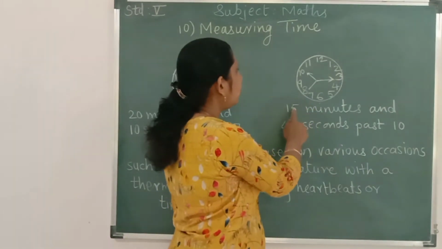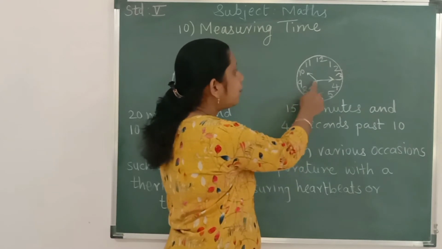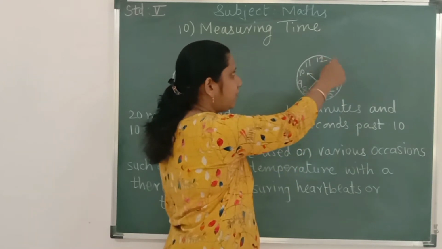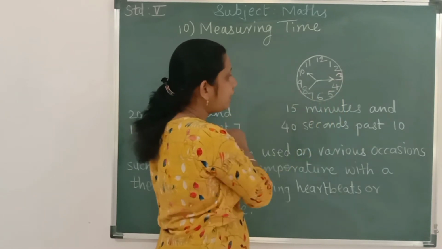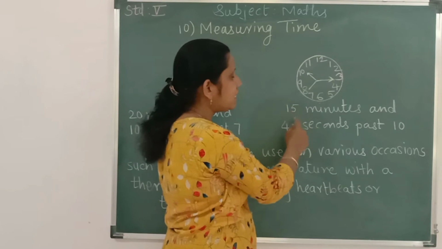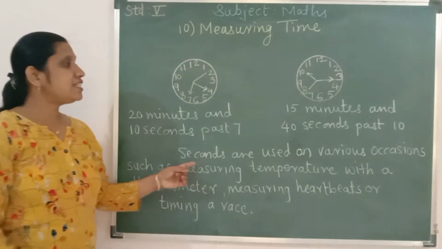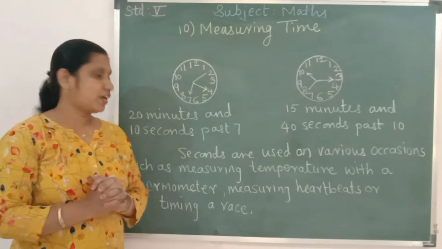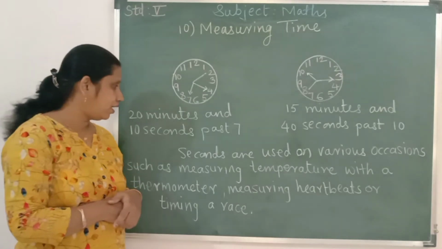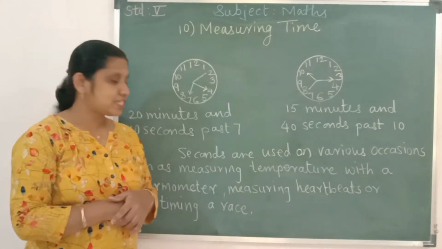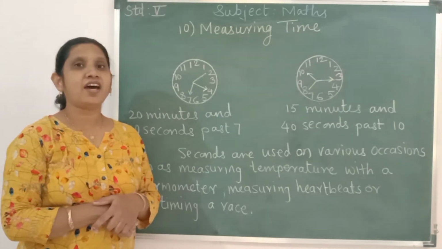Okay, so how will we read it? 15 minutes and 40 seconds. See, this is 5, 10, 15, 20, 25, 30, 35 and 40. So like this, 40 seconds past 10. Children, seconds are used on various occasions such as measuring temperature with a thermometer, measuring heartbeats or timing a race. At that time these seconds are used.